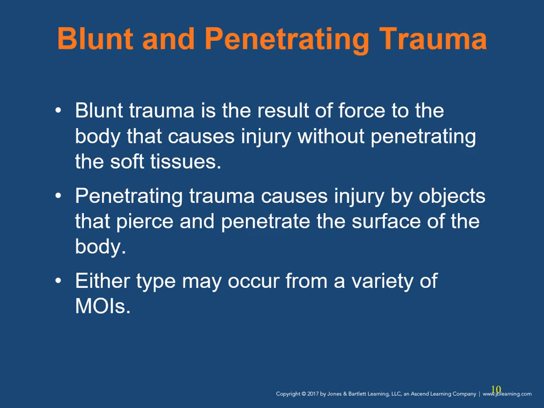Blunt and penetrating trauma. Traumatic injuries can be divided into two separate categories: blunt trauma and penetrating trauma. Blunt trauma is a result of a force to the body that causes injury without penetrating the soft tissue or internal organs and cavities. Penetrating trauma causes injury by objects that primarily pierce and penetrate the surface of the body and cause damage to soft tissues, internal organs, and body cavities. Either type may occur from a variety of MOIs. It is important to consider unseen as well as visible, obvious injuries with either type of trauma.